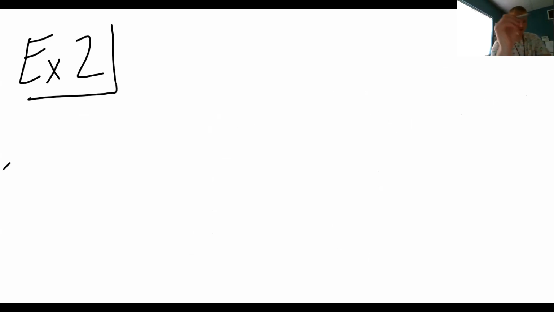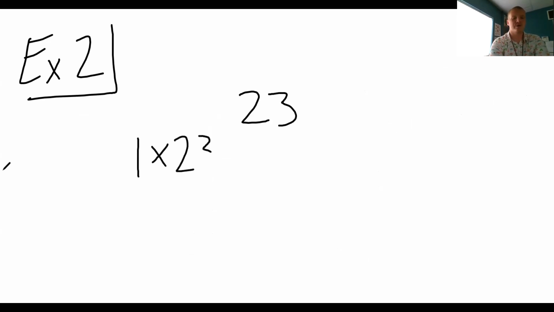So example 2. We have list the factors of 23. So first off, we have 1 times 23. What are the other numbers that go into 23? Evan, what other numbers multiply to equal 23?